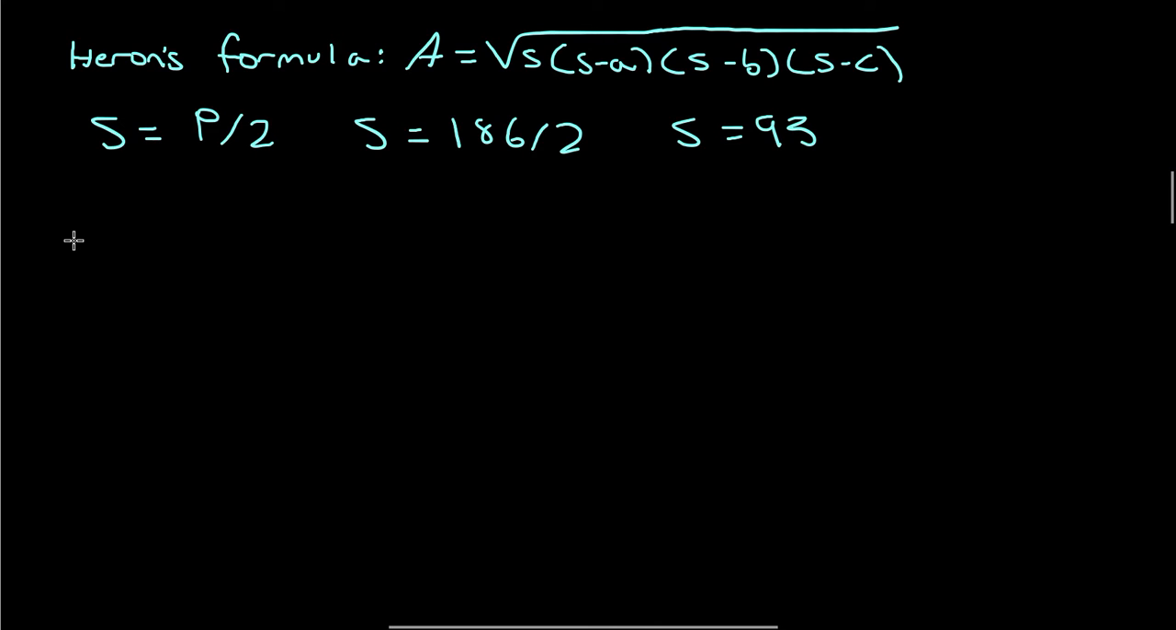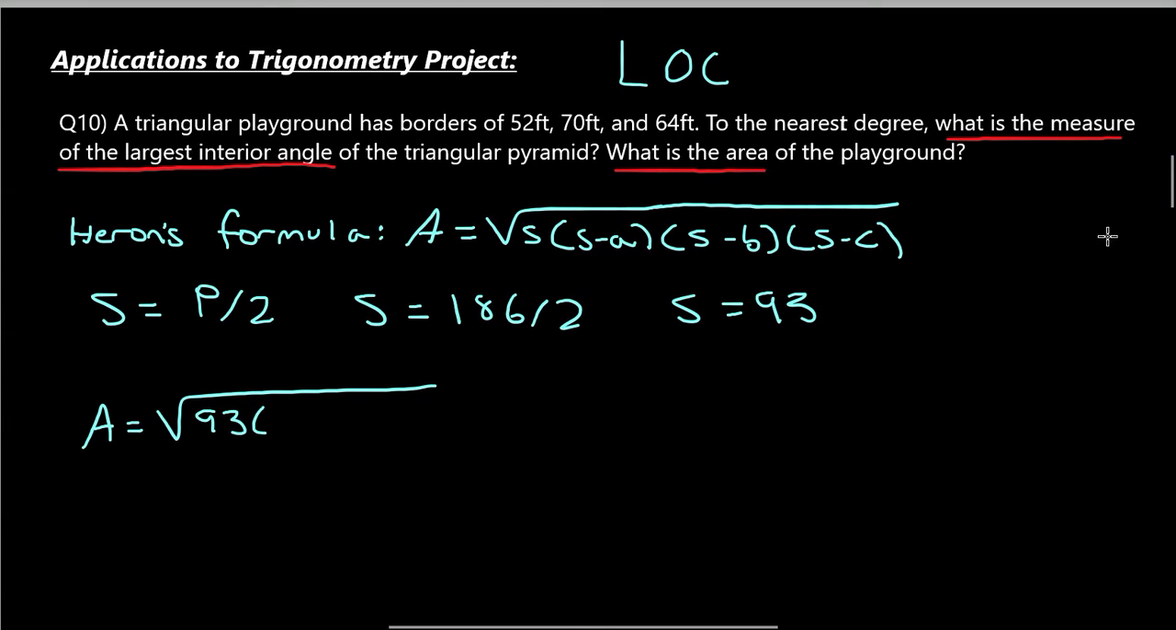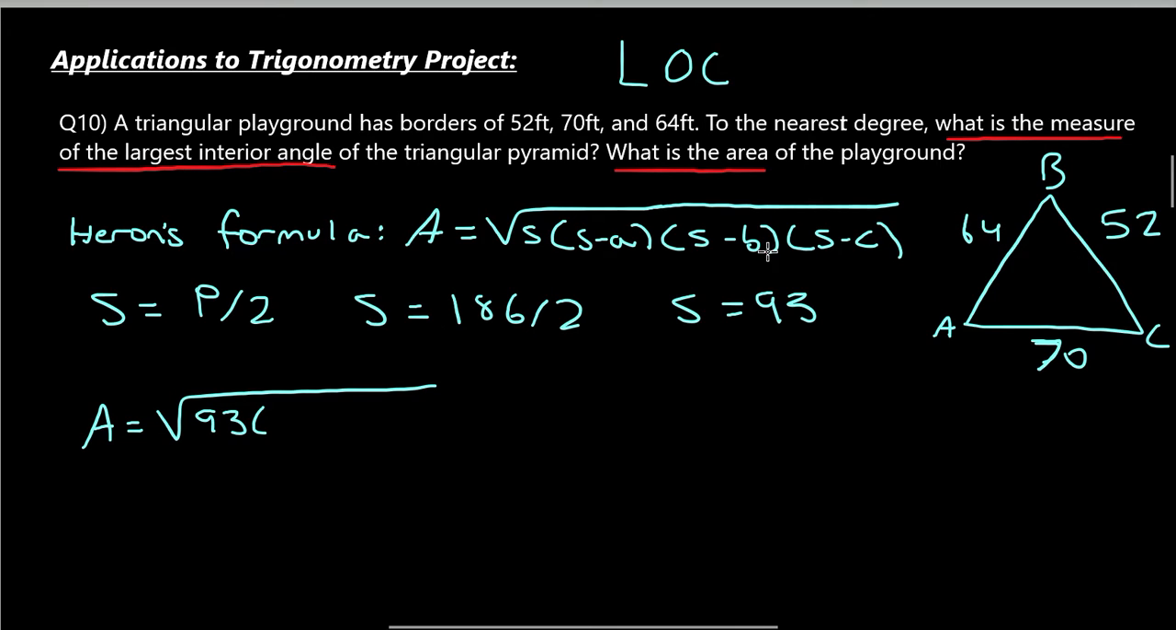So we're going to have A, the area, is equal to the square root of 93 times A, B, and C, which are basically the three side lengths. Let's label it out just for you guys to understand it a little bit better. It doesn't matter what you label it, but A, B, and C. Opposite to A is going to be 52, B is going to be 70, and C is going to be 64.